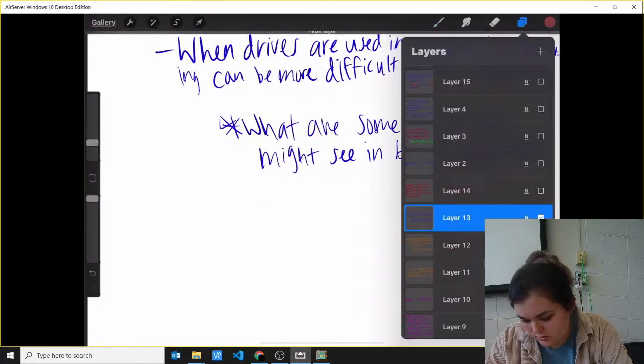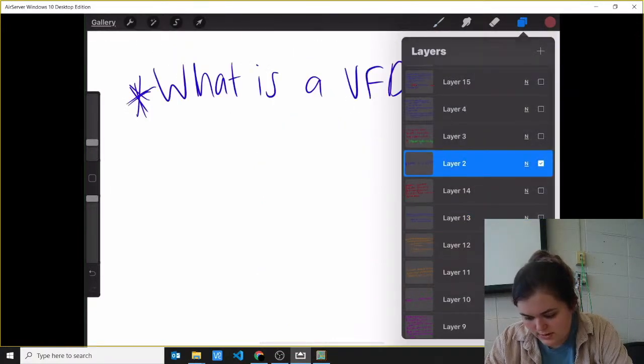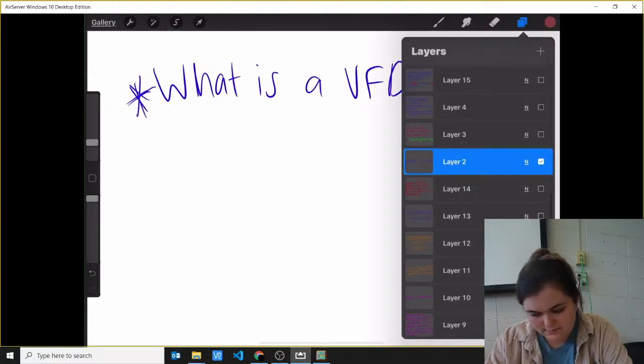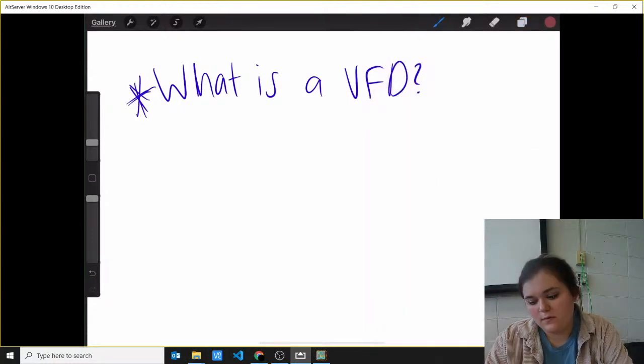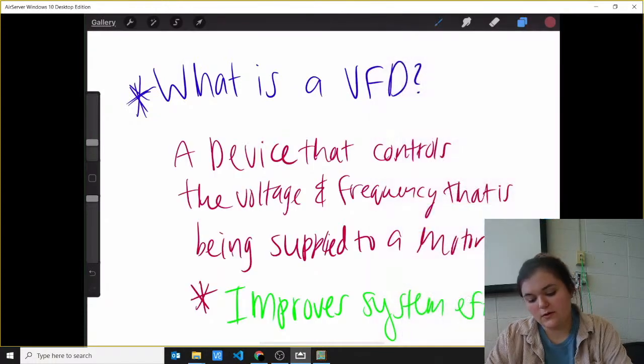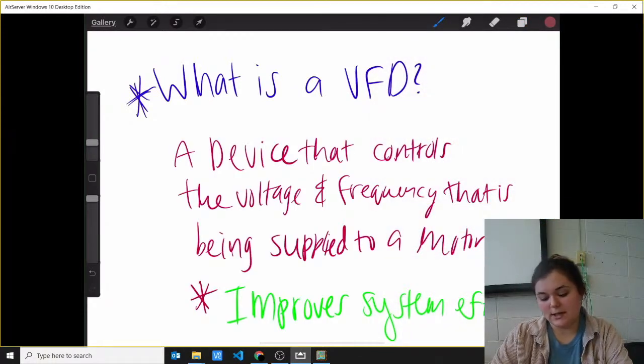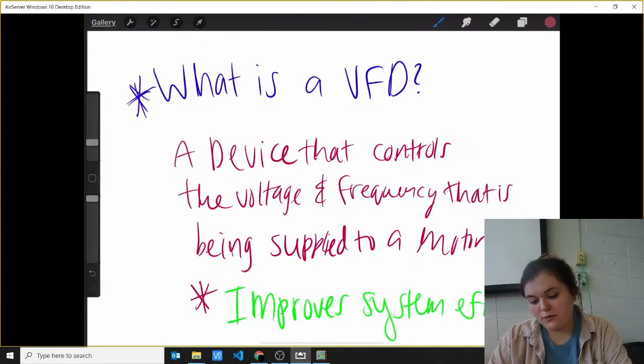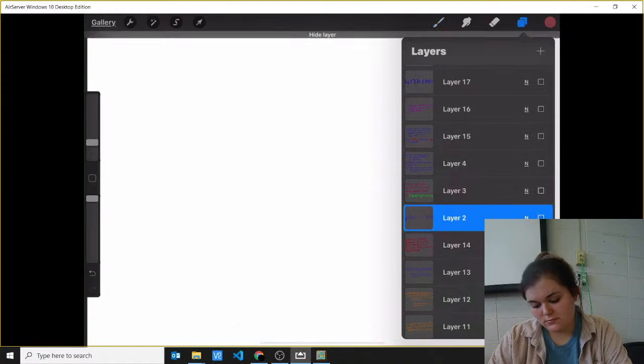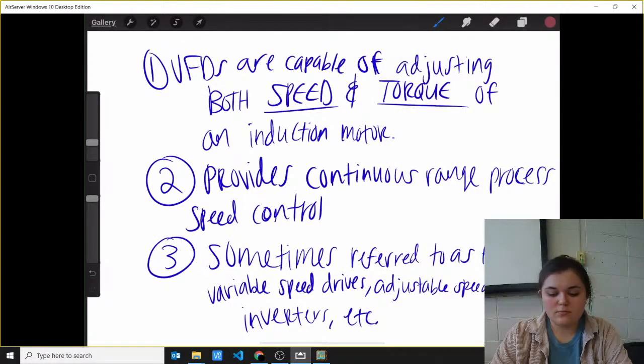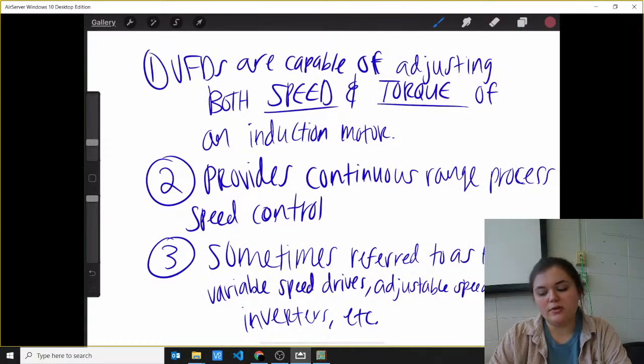All right. So what is a VFD? We already know that that's a variable frequency drive, and it's a device that controls the voltage and frequency that is being supplied to a motor, and it improves system efficiency. So VFDs are capable of adjusting both speed and torque of an induction motor. Do you remember what torque is? Okay. Just for when we went over motors, I know it's been a few weeks.